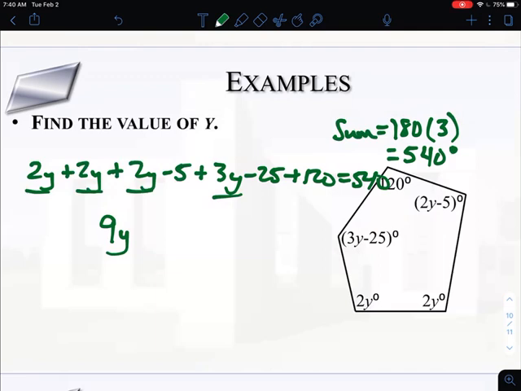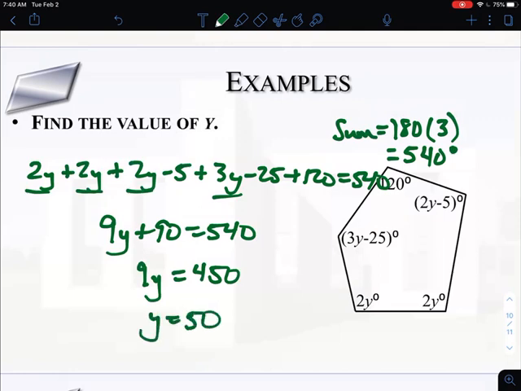And then I combine the other terms. I've got 120 minus 25 minus 5. So 120 minus 30 is going to give me 90. And that's equal to 540. Then if I subtract 90 from both sides, 9y would equal 450. And so y would equal 50 degrees. For that, we just wanted y. If they asked us to find the measures of the angles, we'd plug those back in, and we'd get our value from there.